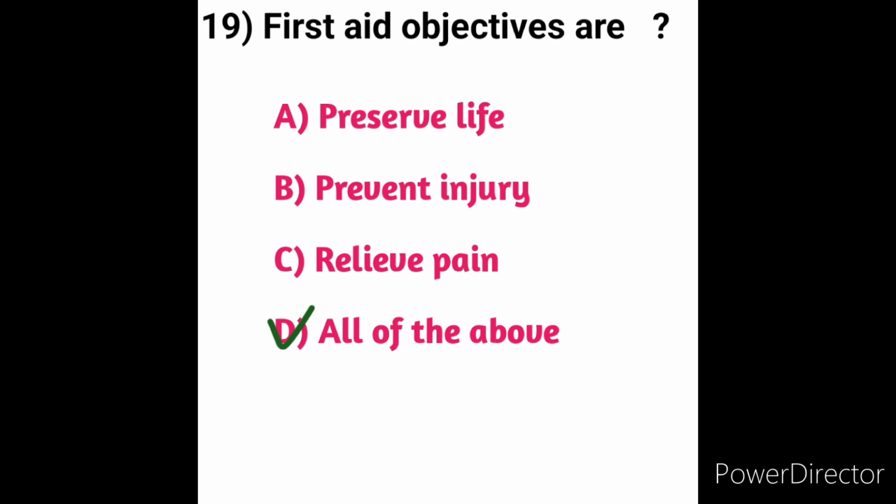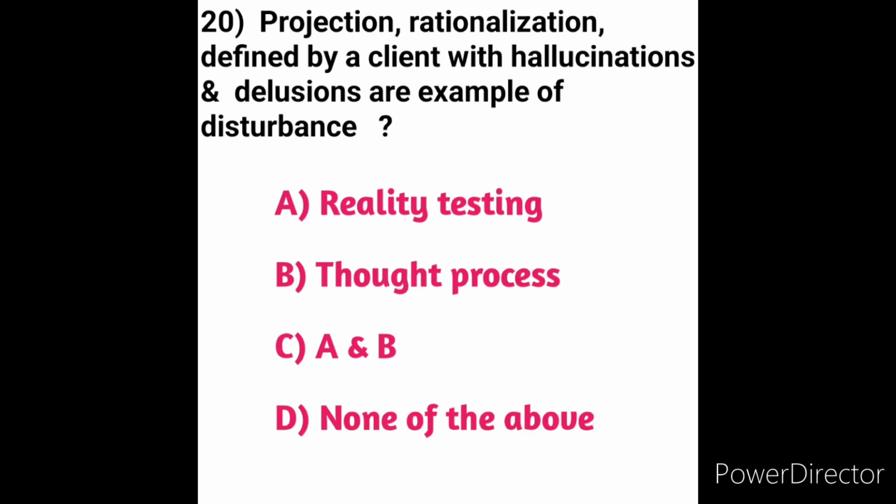Next we will move on to question number 20. Projection and rationalization, defined by a client with hallucinations and delusions, are examples of which disturbances? Option A, reality testing; option B, thought process; option C, A and B; option D, none of the above.